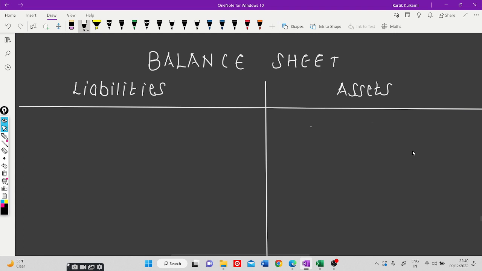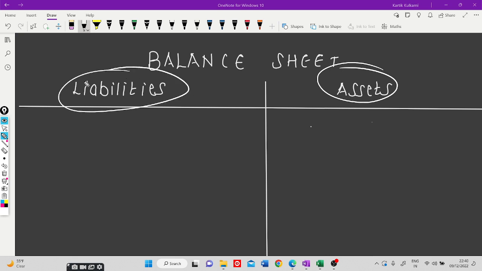The balance sheet consists of assets and liabilities. On the right side of the balance sheet you can find assets, and on the left side you can find liabilities. Remember students, the balance sheet is not an account, it is a statement. It is a statement showing the assets and liabilities as on a given date.